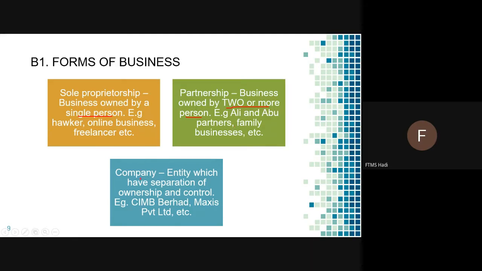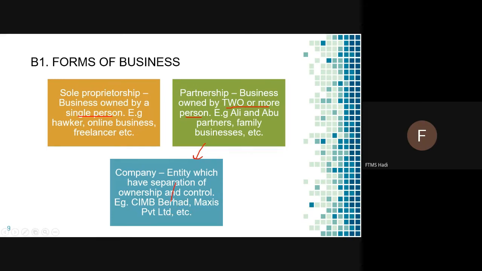The third one is company, almost an upgraded version of partnership. It is an entity which has a separation of ownership and control. Ownership is by different people, and control or management is also by different people. For example, CIMB Berhad, Mercedes Private Limited, and etc.